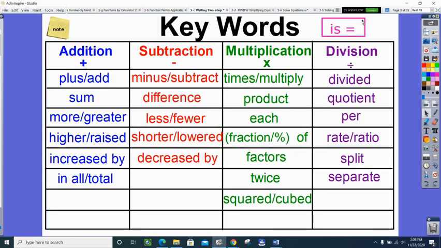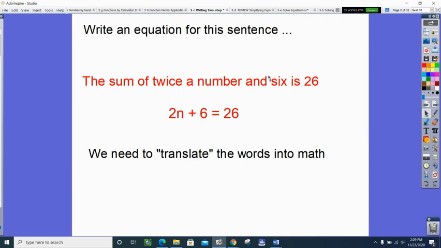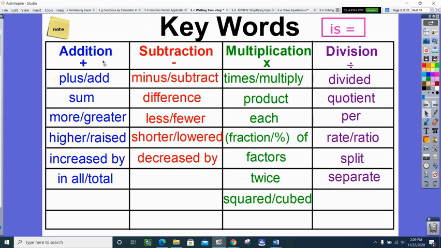The first thing I want to draw your attention to is the word is means equals. So we go back to over here, is 26 meant equals 26, right? When we're looking at words like sum that we just saw, that would be addition. Obviously, plus, add, more, 3 more, greater, higher, raised, increased by, in all, total. These are all addition words.